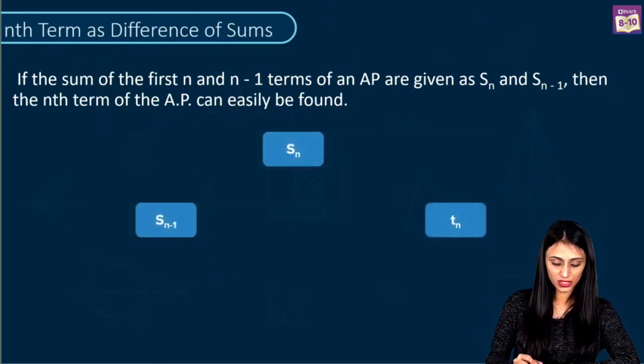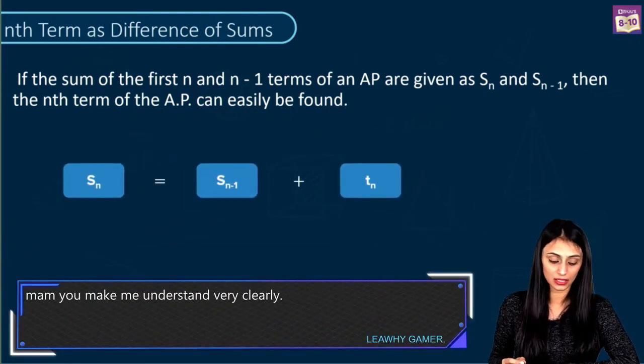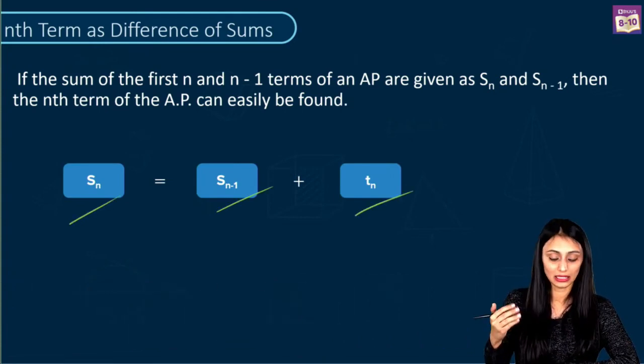So it can be written this way. Sn can be written as the sum of Sn minus 1 plus Tn, right? So sum of n terms can be written as the sum of n minus 1 terms and the nth term.